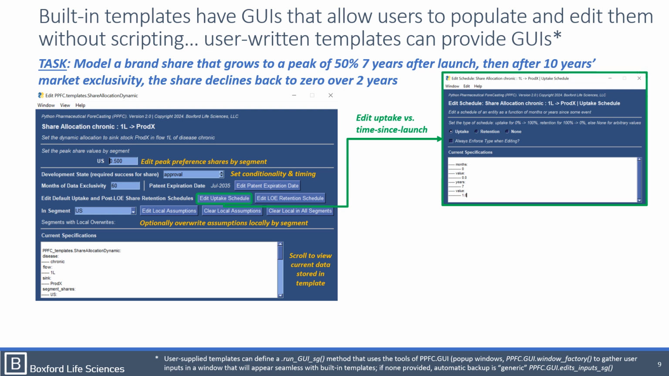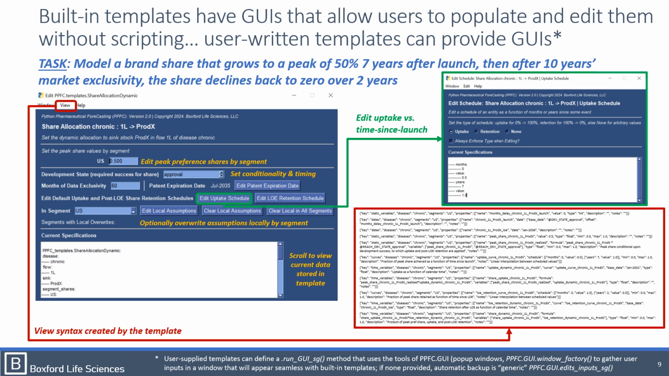Individual elements and buttons in here that are specific to the template also allow you to go in and do specific tasks. In this case, we could go in and edit the uptake schedule. If we didn't want to have 0 to 100% over 7 years, we could go in and make those individual edits to here as we needed. And then for each one of these templates, if you want to go in and see exactly what the template is telling PPFC to do, you can view the syntax and you can see how the inputs that you've provided end up mapping to a set of instructions to build the model.